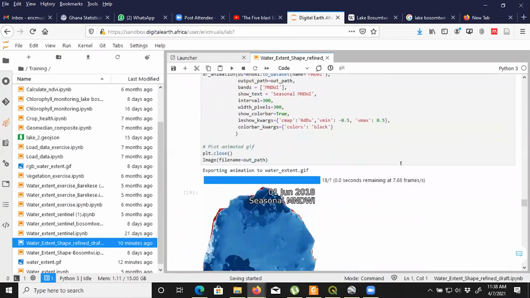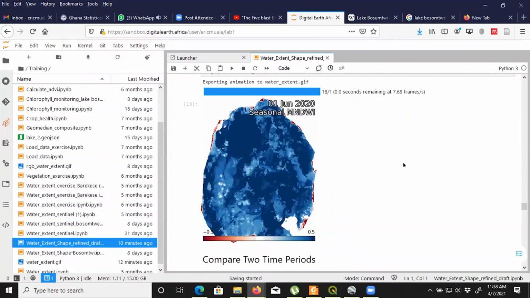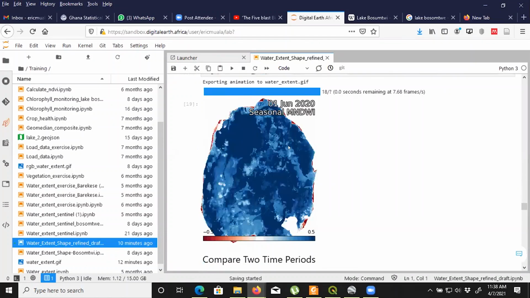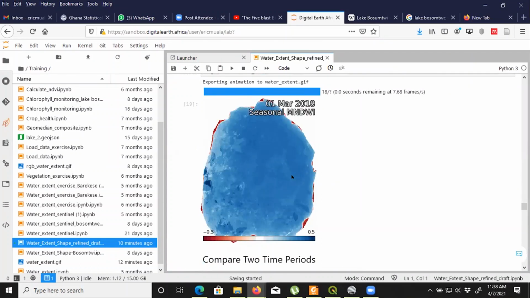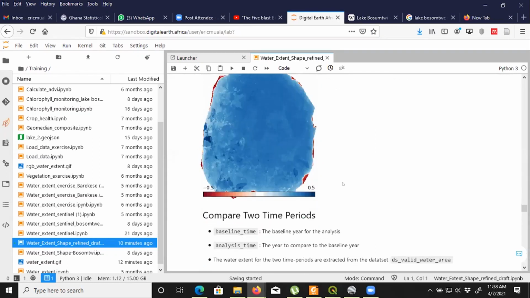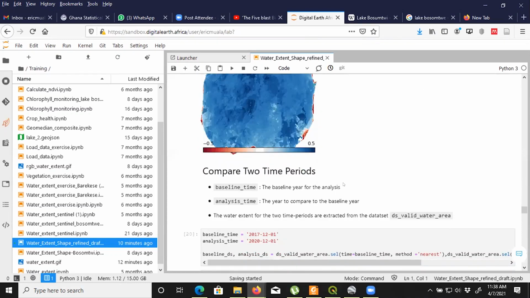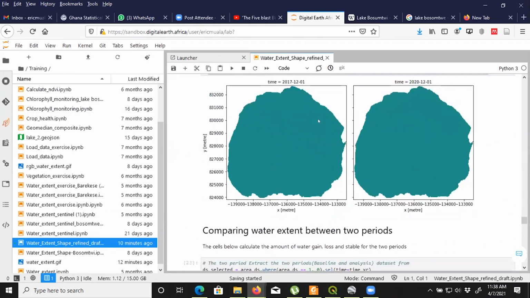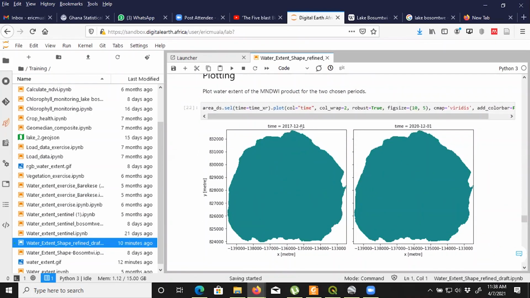Then if you go further, we ran the image. So as you can see here is the image for several years and the way it looked. And we compared two periods of the same year. So what we have here is 2017 December. This one is 2020 December. If you compare, you can see that there wasn't much change.